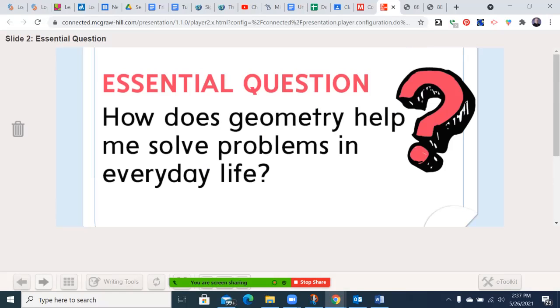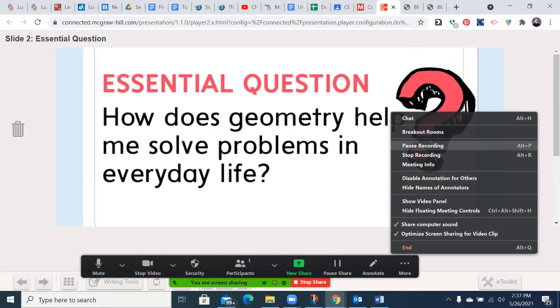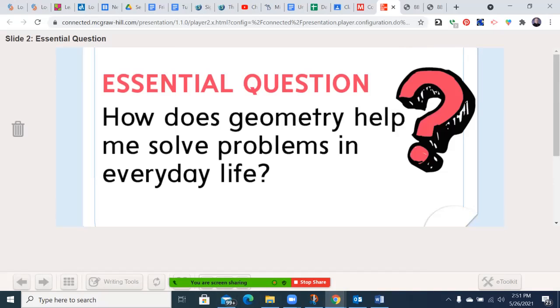The essential question in Chapter 12 is, how does geometry help me solve problems in everyday life? Here's our essential question.